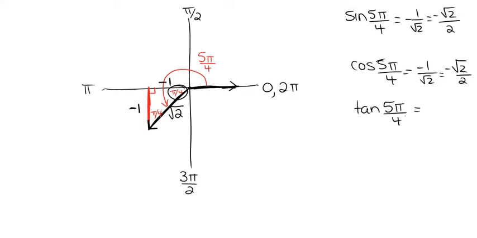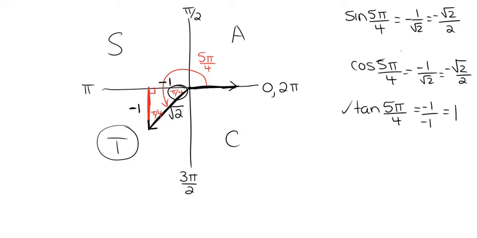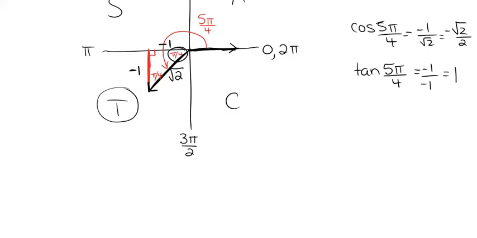And then tan of 5 pi over 4, tan is opposite over adjacent, so that becomes -1 over -1, which equals 1. And using our CAST rule, let's just make sure that makes sense. So in this quadrant tan is the only positive one, and that's true. Tan's positive and the other two are negative. So that's how you do special triangles.